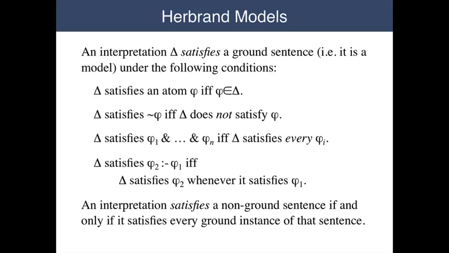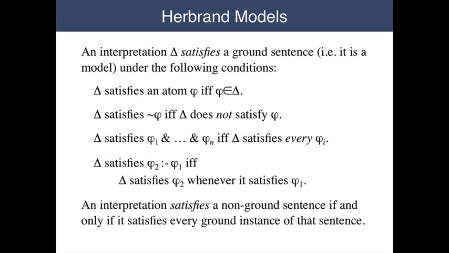Okay, now, finally, we say that an interpretation delta satisfies an expression in our language under the following conditions. If phi is a ground atom, delta satisfies it if and only if phi is in delta. It's a member of that set. Delta satisfies not phi if and only if phi is not in delta. Delta satisfies phi1 and phi2, and so forth, if and only if it satisfies every phi.